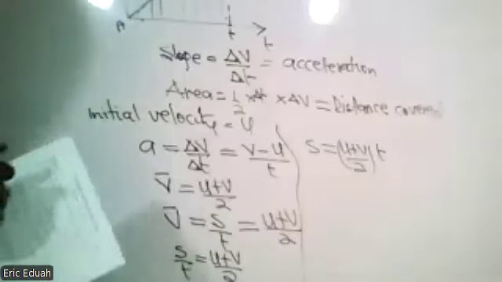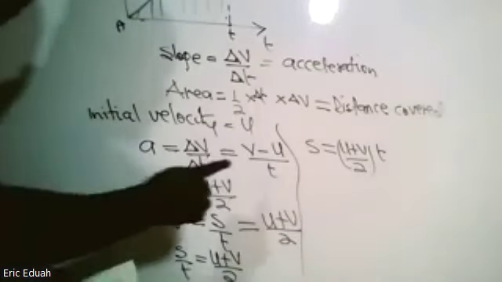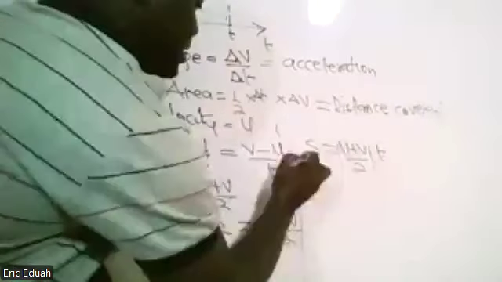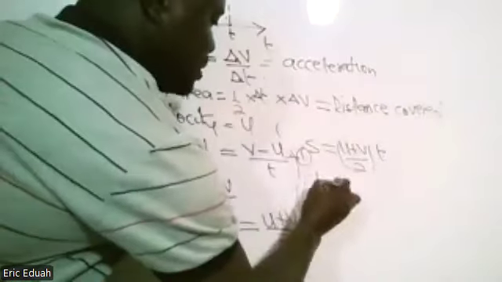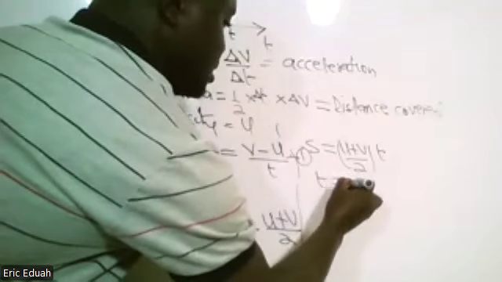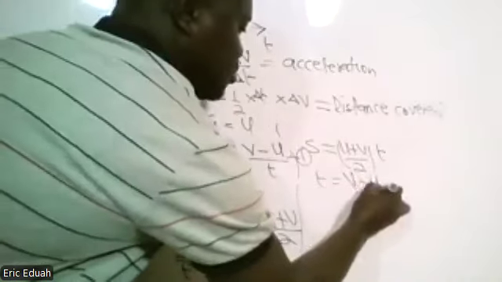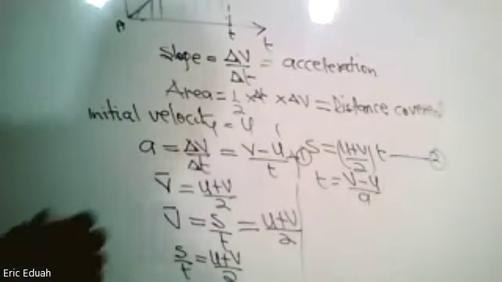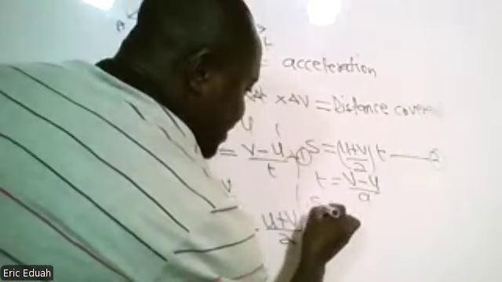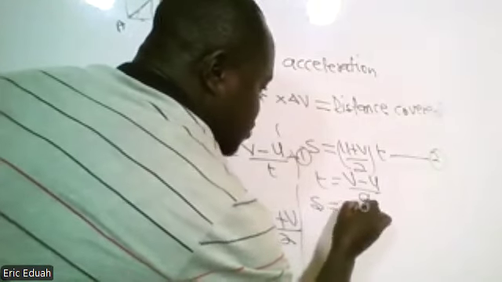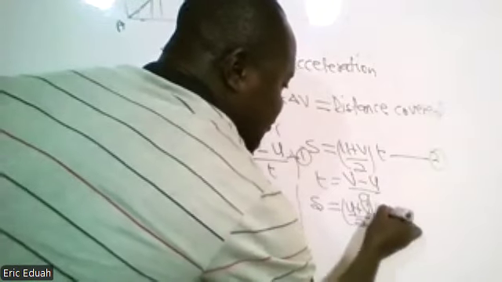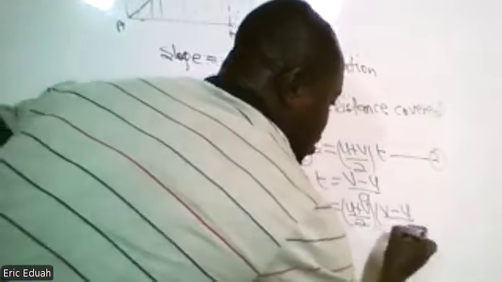Meanwhile, we make the time the subject in equation 1, which will be t is equal to v minus u over a, and then substitute it into equation 2. So when we do the substitution, we have s is equal to u plus v on 2 times t, which is v minus u on a.